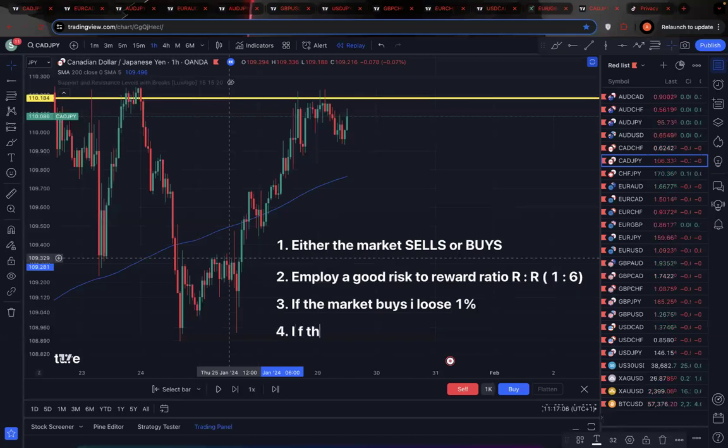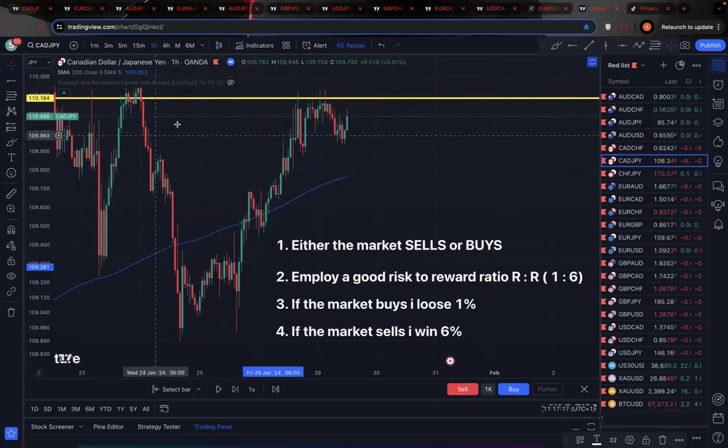But if the market sells, I win 6%. This would have actually been a 50-50 probability here. But because of this little thing I've employed, I've tipped the scale in my favor. If the market comes here and buys, I'll lose 1%. But if the market respects it and sells, I'm going to make 6% profit.